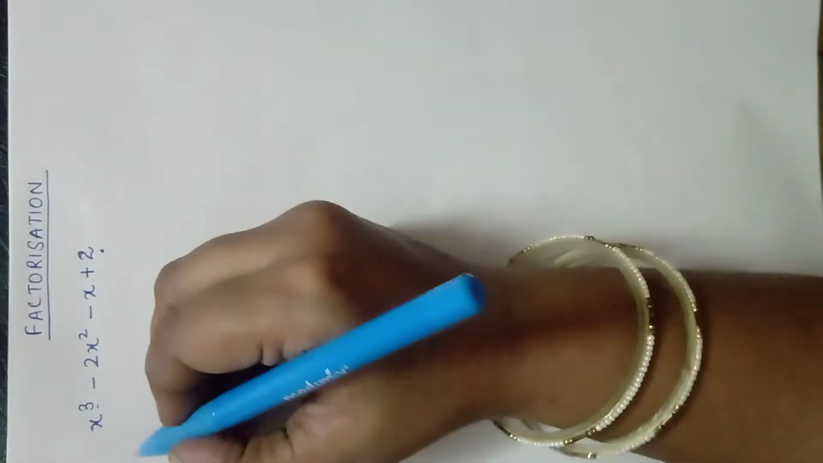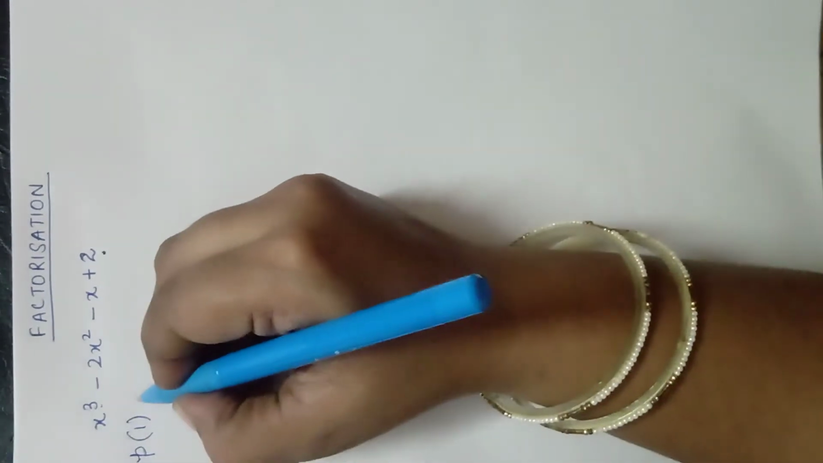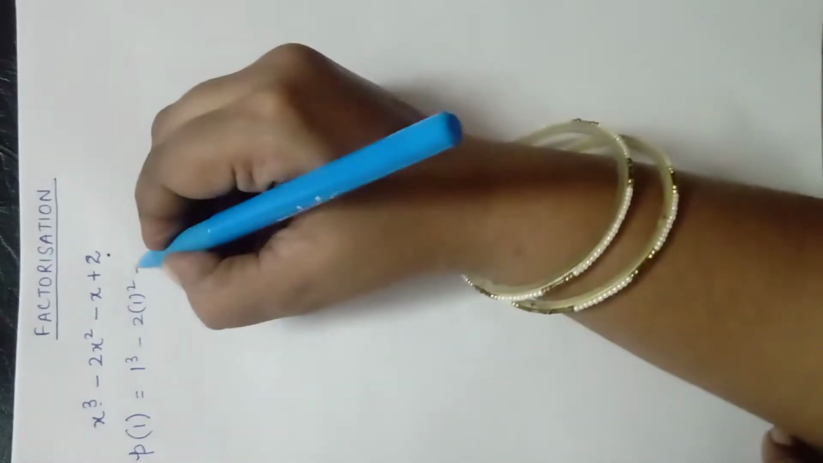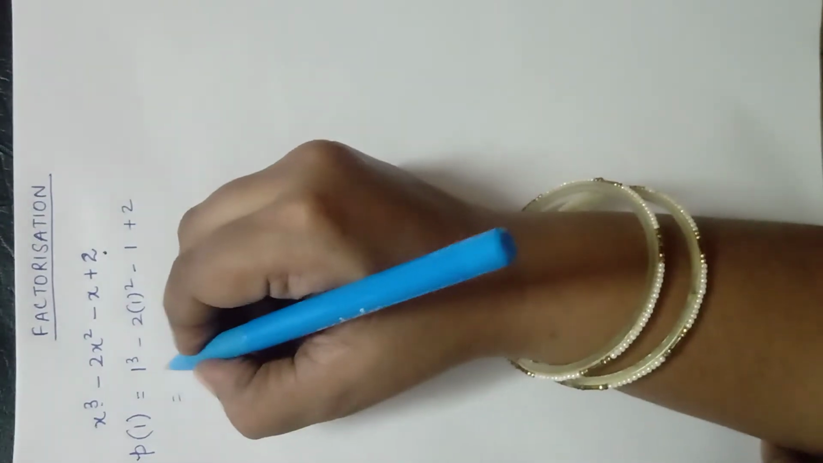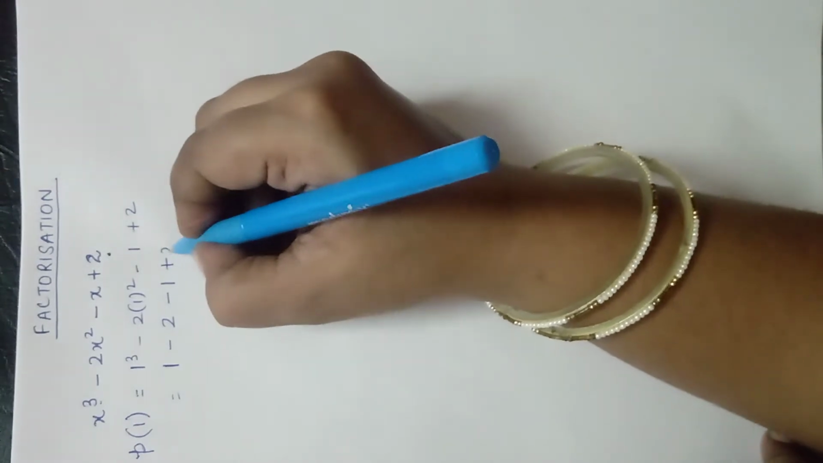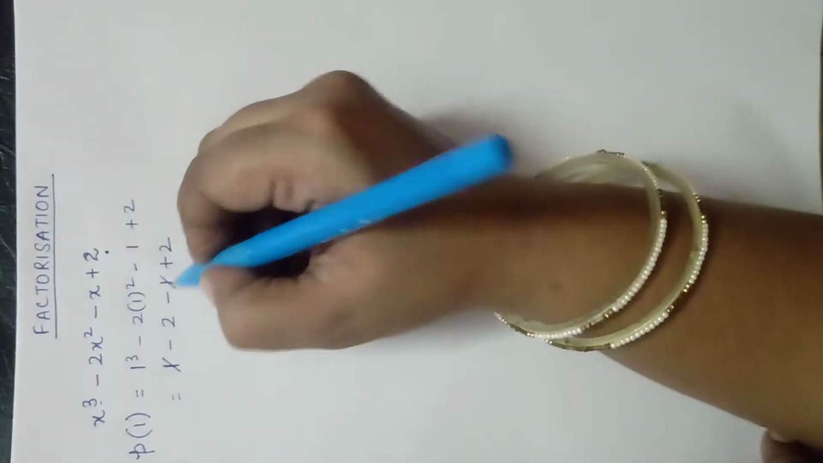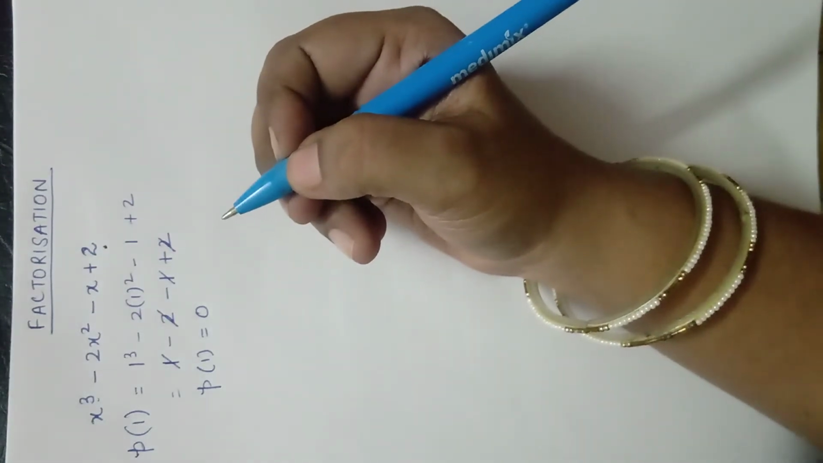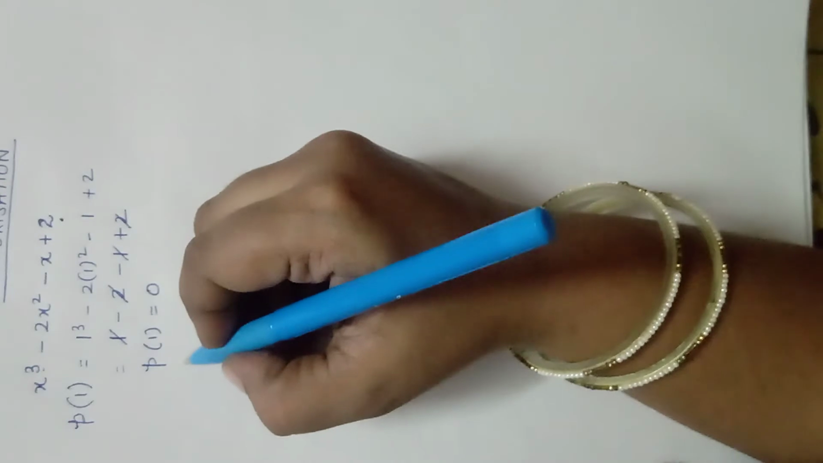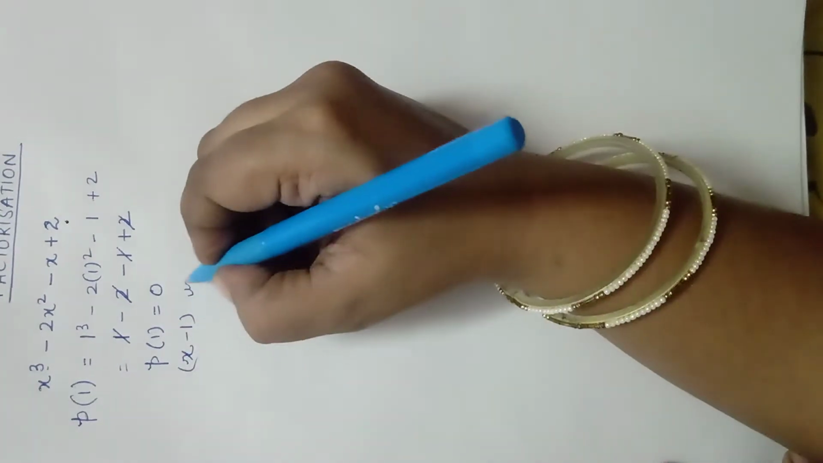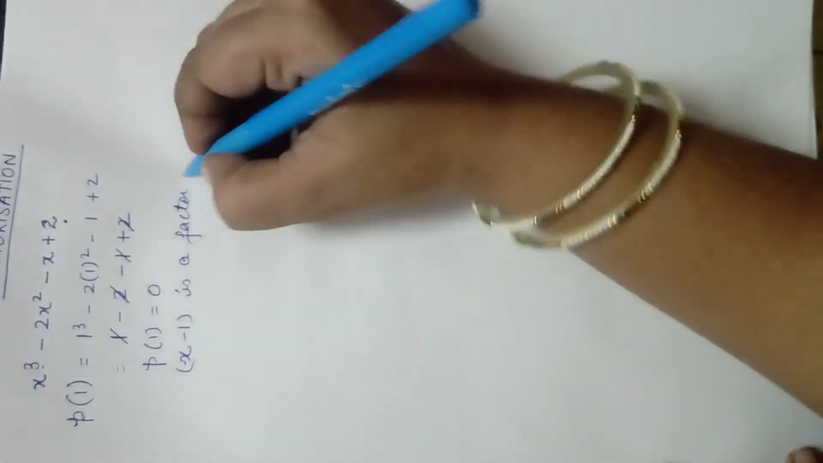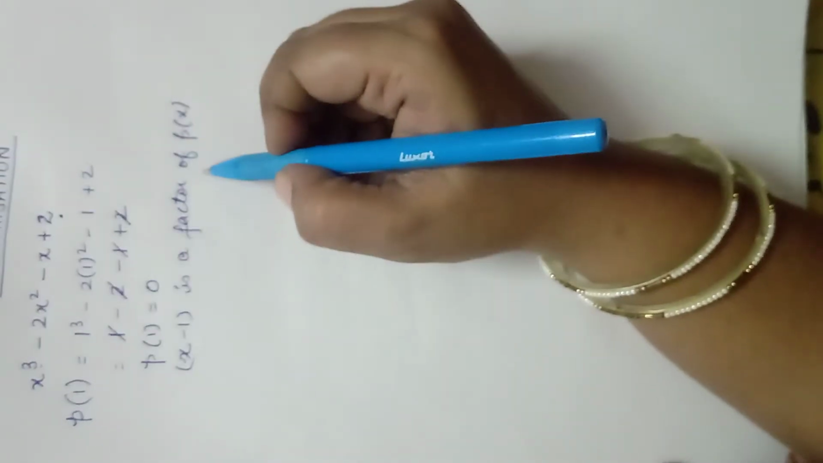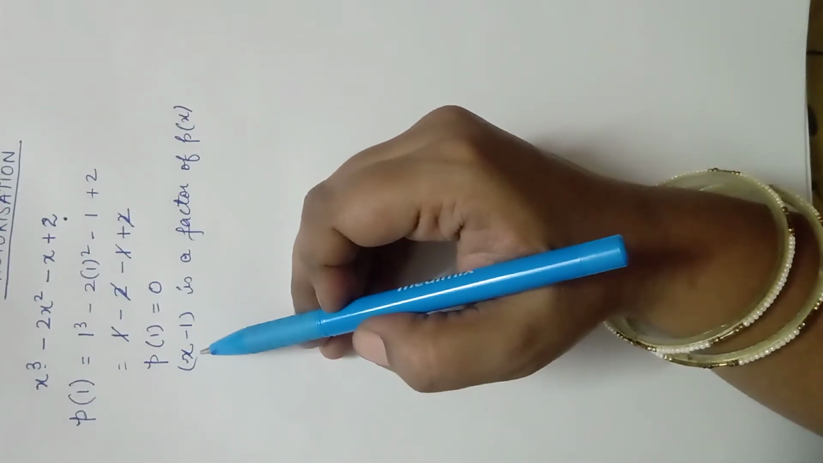Right? For example, we are going to find out the value of P1 first of all. Let us find out P1. P1 will be 1 cube minus 2 into 1 square minus 1 plus 2, which is equal to again 1 minus 2 minus 1 plus 2. So 1 and minus 1, 2 and minus 2 get cancelled. So this implies that P1 is equal to 0. Now recall the factor theorem. According to the factor theorem, if P1 is equal to 0, then x minus 1 will be a factor of Px. Remember, in factor theorem we studied that if Pa is 0, then x minus a is a factor of Px. Here P1 is 0, so x minus 1 is a factor of Px.